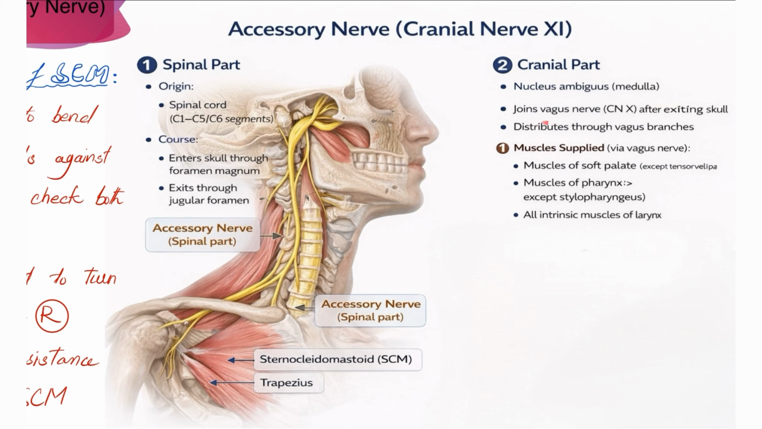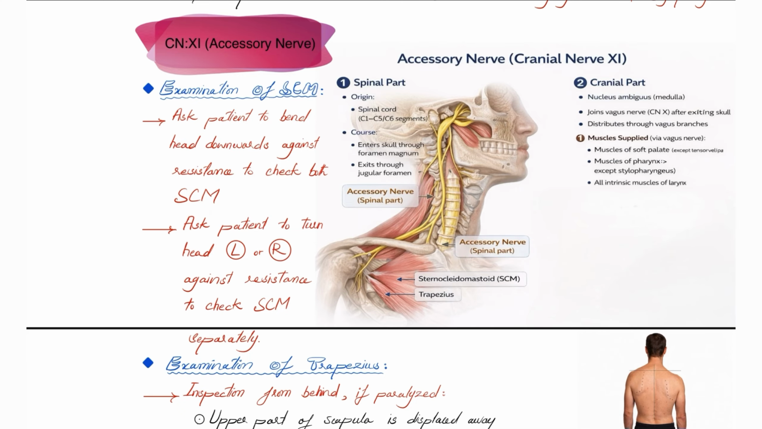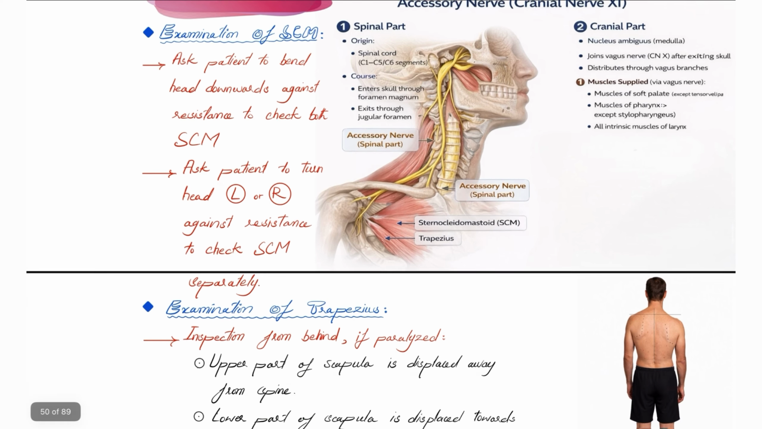For examination of sternocleidomastoid, ask the patient to bend head downwards against the resistance to check the power of the sternocleidomastoid. And if you want to check the sternocleidomastoid unilaterally, then ask the patient to turn head left or right against resistance. Then examination of trapezius muscle.